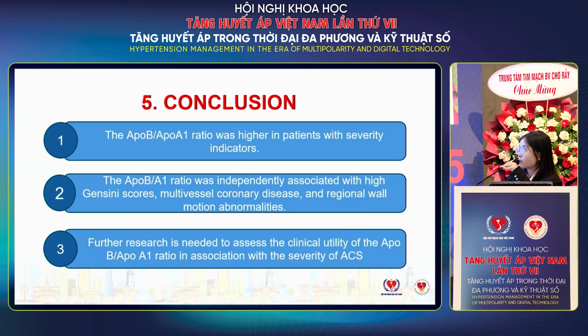And here is our conclusion. The ApoB to ApoA1 ratio was higher in patients with severity indicators and was independently associated with a high Janssen score, multivessel coronary disease, and regional wall motion abnormalities. And further research is needed to assess the clinical utility of the ApoB to ApoA1 ratio in association with the severity of acute coronary syndrome.